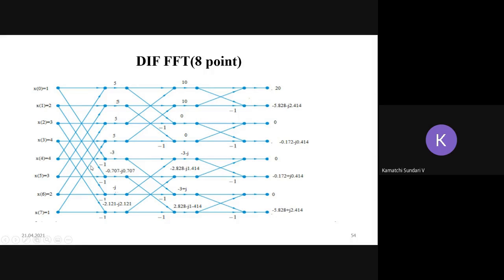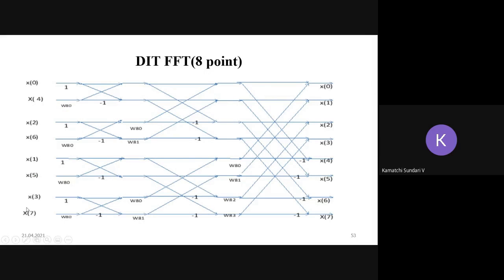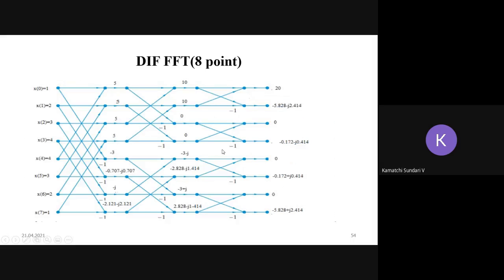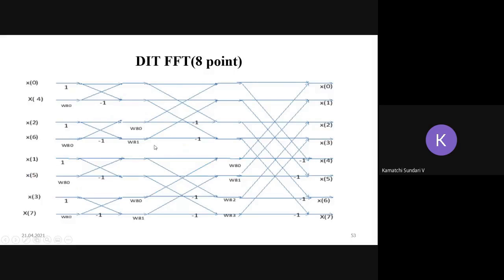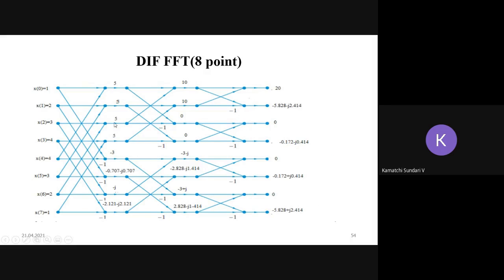So please remember, while doing our DIT, the input side is in the bit reversed order, and output is in the regular fashion. In DIF FFT, input is in the regular order, output is in the bit reversed fashion. And here the twiddle factors are at the input side of each stage, and here the twiddle factors are at the output side of each stage. So these are all the major differences between the DIT and DIF FFT.